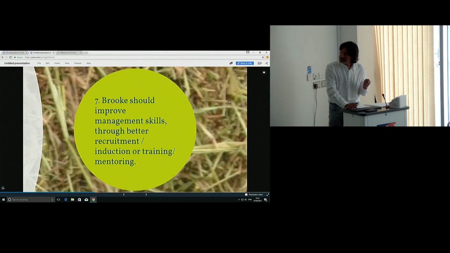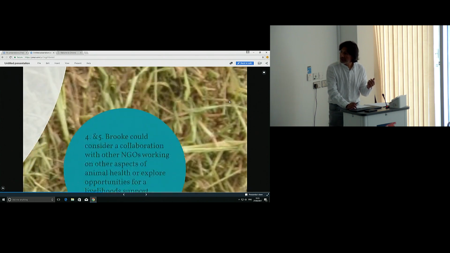Brooke should improve management skills through better recruitment, induction, or training or mentoring. So this is something that I can't say much about. I imagine that now we are doing this with Elizabeth. We're starting a new office there, so it's going to be completely different. I imagine it was also part of the agreement between OIKOS and Brooke, and the way that we manage.